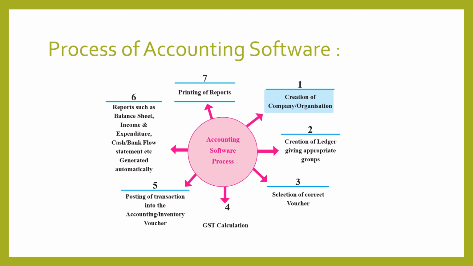So first step is the creation of company. Second step is the creation of appropriate ledgers under appropriate groups. Third step is to select the correct voucher. Fourth step is the GST calculation. Fifth step is the posting of all the transaction entries into correct accounting or inventory vouchers. Sixth step is to generate the reports automatically. And the last, seventh step is to print the reports. So in this way, it is nothing but a cycle of accounting software. Starting from creation of company till printing of reports, this cycle goes on continuously.